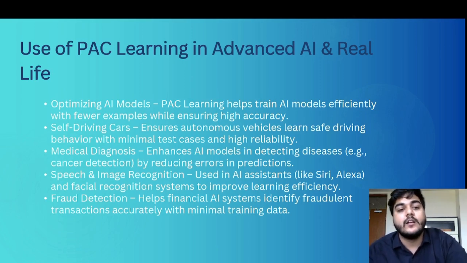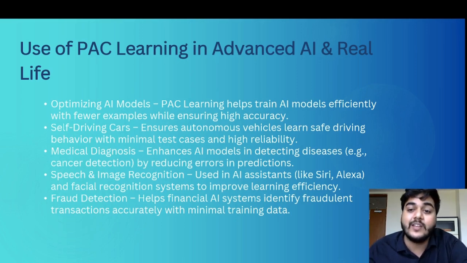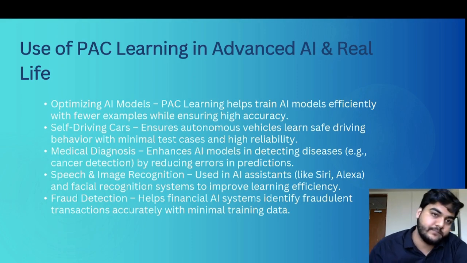Point number 4, speech and image recognition. Used in AI assistants like Siri, Alexa, and facial recognition systems to improve learning efficiency. Our last point is fraud detection. It helps financial AI systems identify fraudulent transactions accurately with minimal training data.